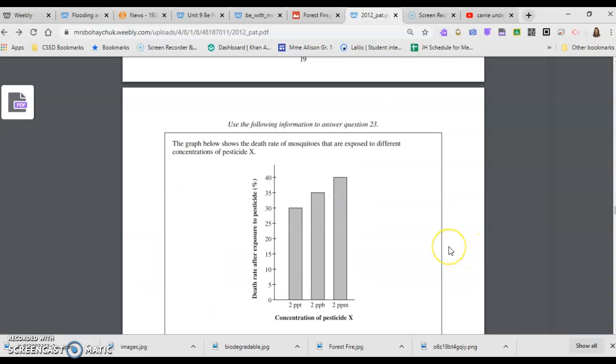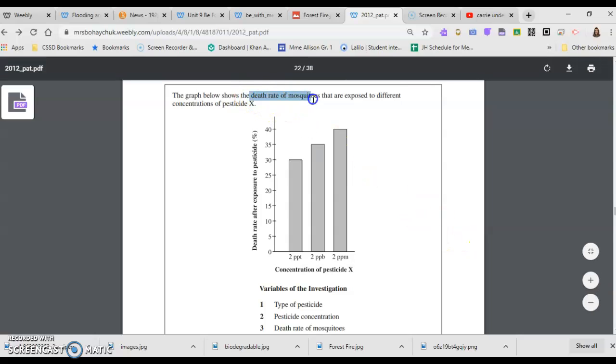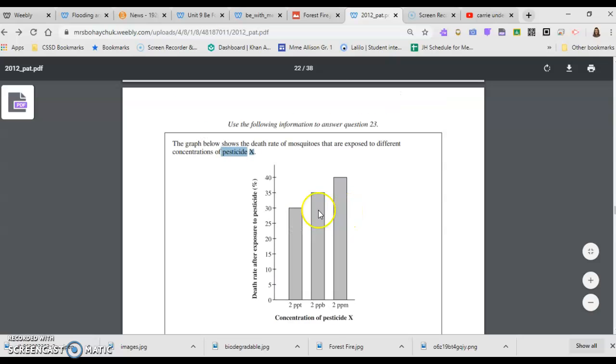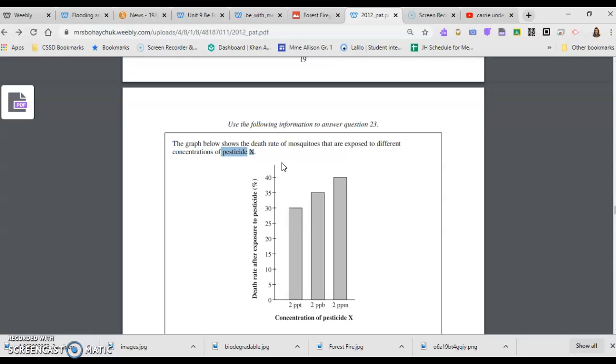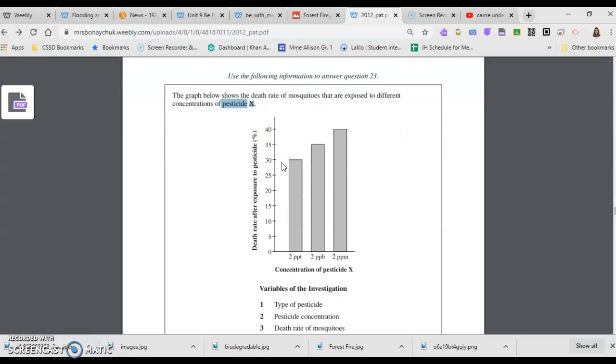Okay, so let's take a look at the chart. We have a death rate for mosquitoes after they're exposed to different concentrations of a particular pesticide, pesticide X. Okay, so there's only one kind of pesticide here, so that's not being changed. That would be a controlled variable. The death rate after exposure to pesticides looks like it's changing, so that one's going to be a responding variable, and the concentration of the pesticide is what we're changing on purpose for the purposes of this experiment.